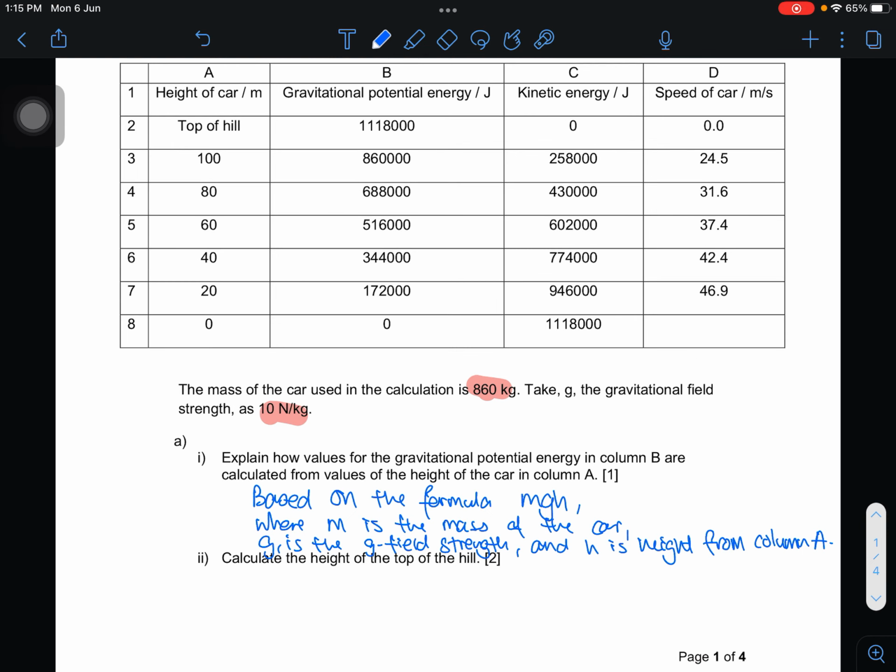They're specifically asking, how do I calculate the values of B from A? So you need to tell them how your A plays a part in the calculation of B. Over here you see I put h is the height from column A. Now, calculate the height of the top of the hill.